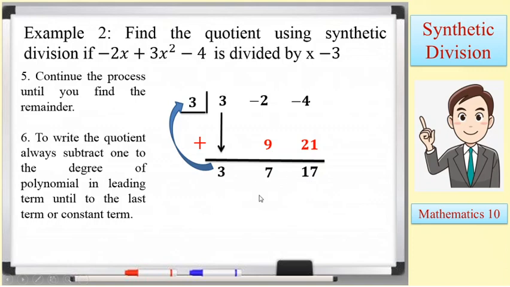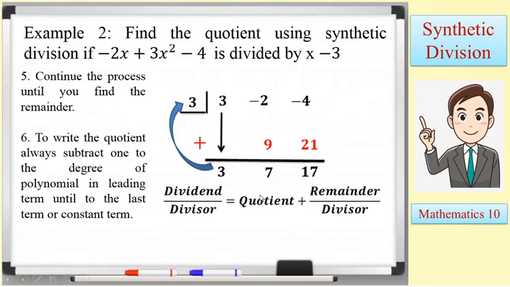Okay? And to write again our final answer, we need to follow the form. Dividend over the divisor equals to quotient plus remainder over divisor. Ang remainder natin ay 17. Okay? Always na sa tapat ng last term nyo, ang answer nun ay remainder natin. Yun palagi yung remainder natin. Okay? But to write our quotient, we need to subtract 1 to the degree of polynomial in the leading term.